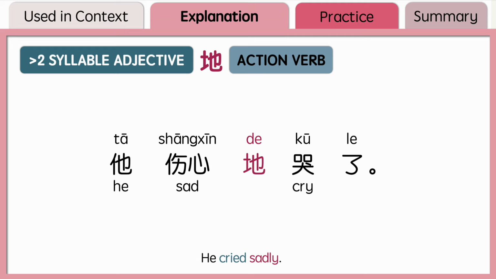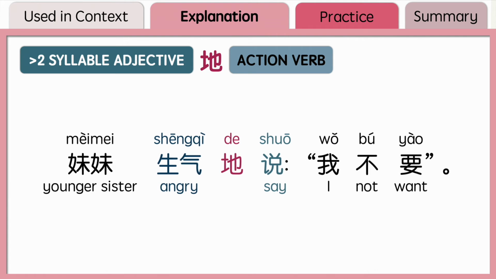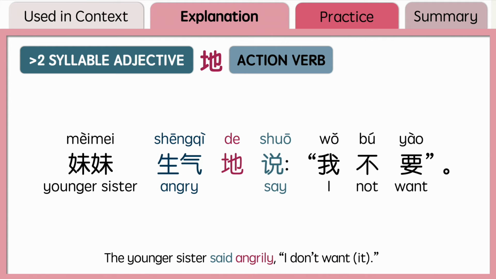他伤心地哭了。In this example, the is added after the adjective 伤心 to describe the subsequent action verb 哭. The two-syllable adjective 伤心 is followed by the, thus functions as an adverb, which can be translated into sadly. 妹妹生气地说：“我不要。” Here, the two-syllable adjective 生气 angry is followed by the and thus functions as an adverb, which is translated into angrily.